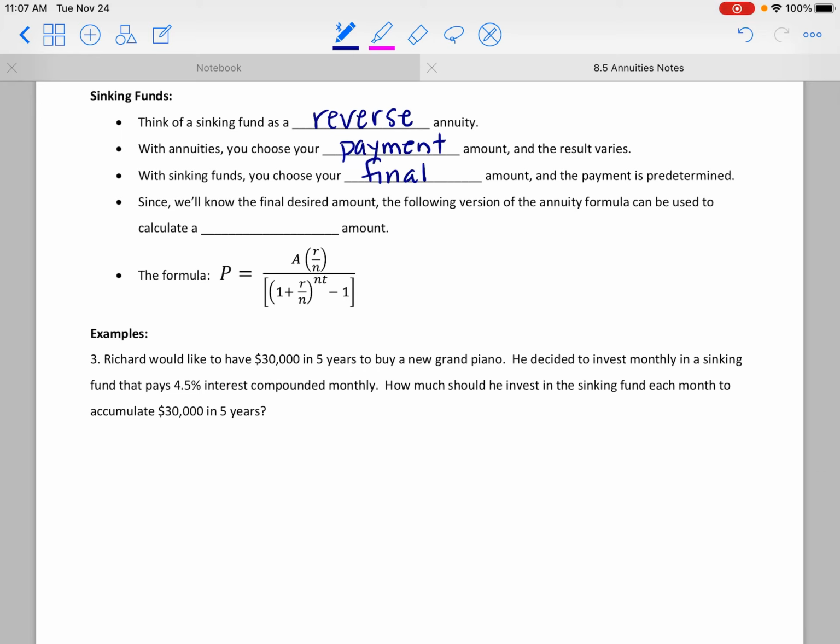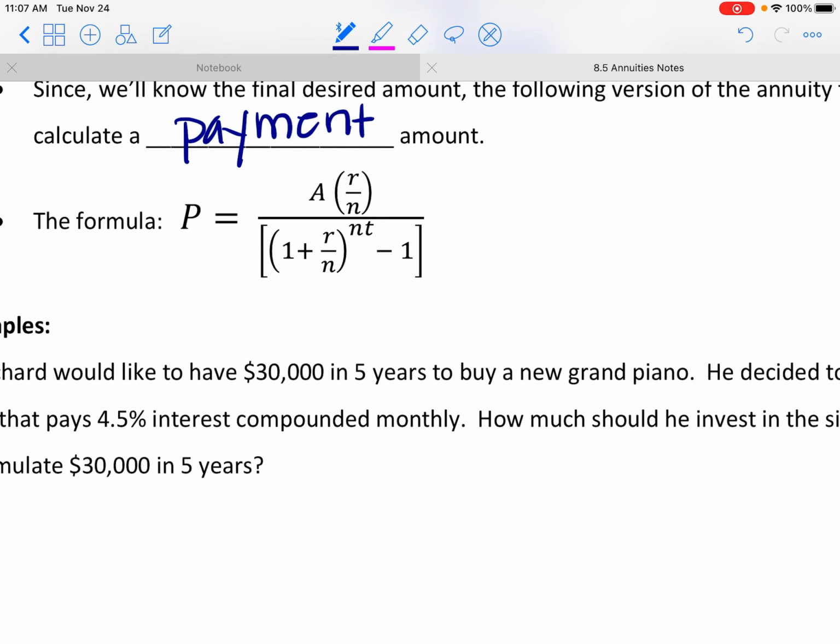Since we're going to know the final desired amount, this version of the formula can be used to calculate a payment amount. Notice this version of the formula has all the same components, but instead of A equals, where we're finding the final amount, it's P equals, where we can calculate the payment amount.